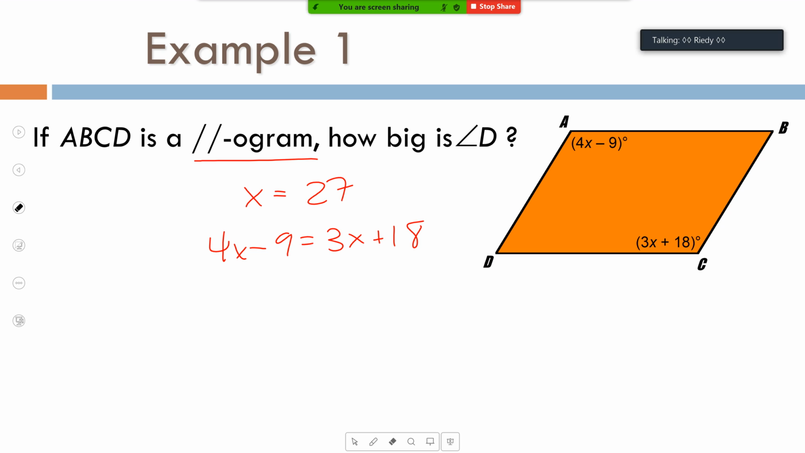Okay, that's the first part. Now, how do you deal with this puppy? How do you deal with angle D? Wait. Still you, Nia.